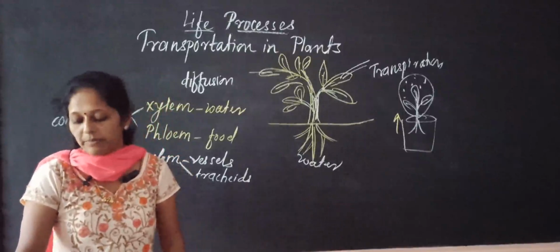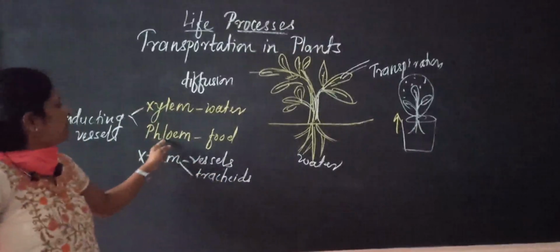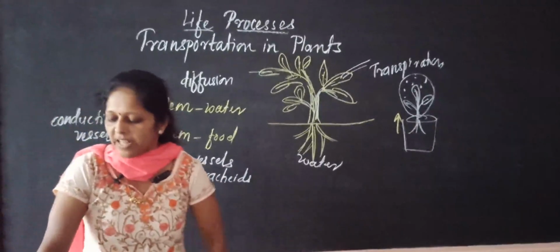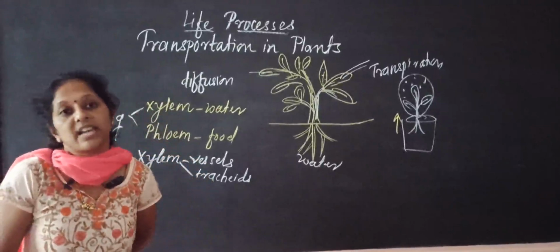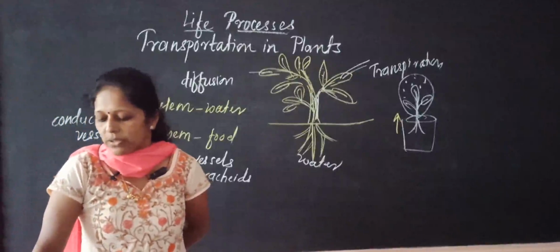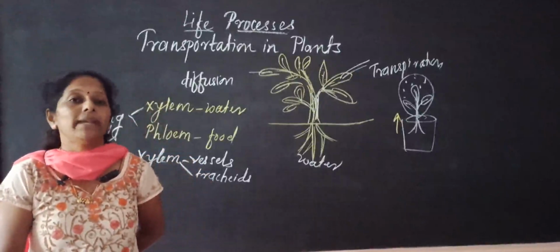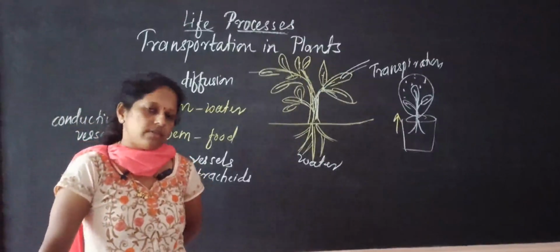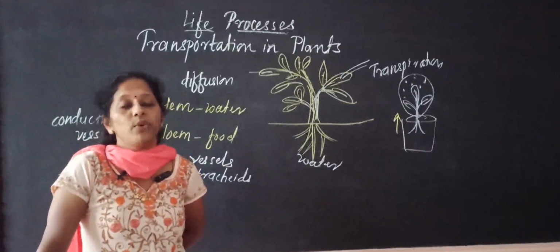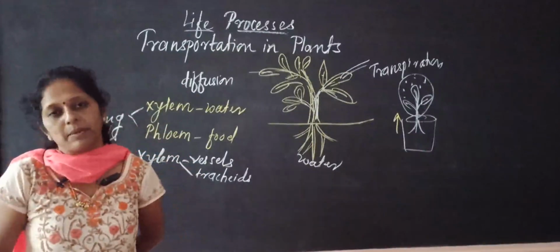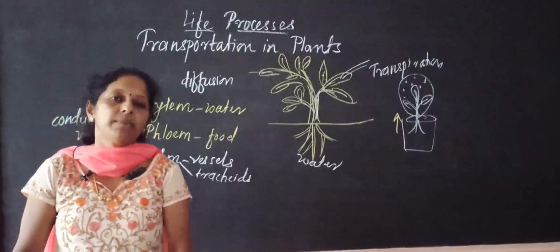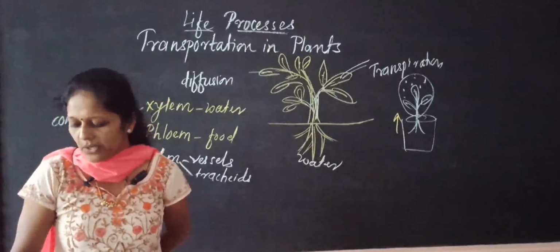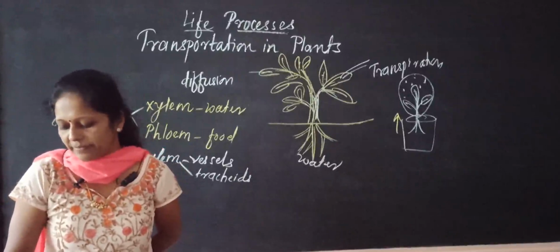Now, transportation of food. Transportation of food takes place with the help of the phloem. Transport of food and other substances: so far we discussed transport of water and minerals in plants. Now let us discuss how the products of metabolic processes, particularly photosynthesis, are moved from the leaves, where food is prepared with the help of chlorophyll pigments, to other parts of the plant.